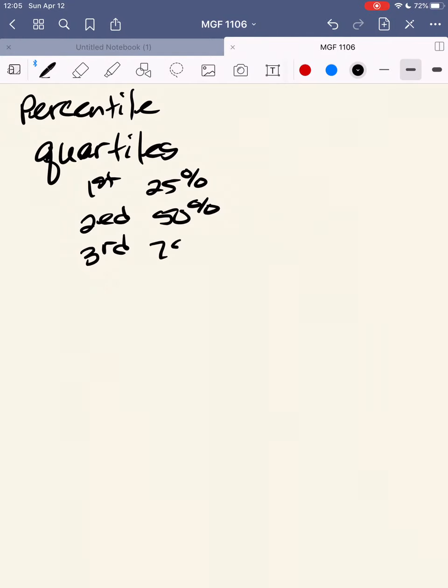For our third, 75% of the data falls below that. And for the fourth quartile, all of our data, 100% of our data falls below that set point.